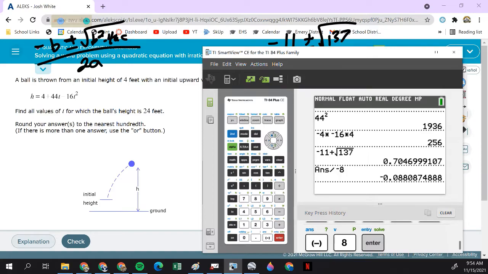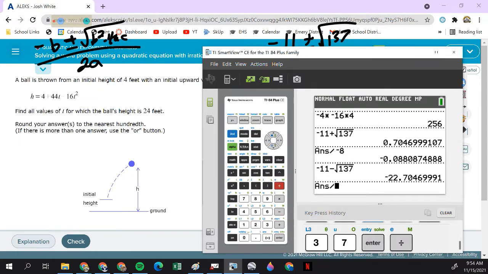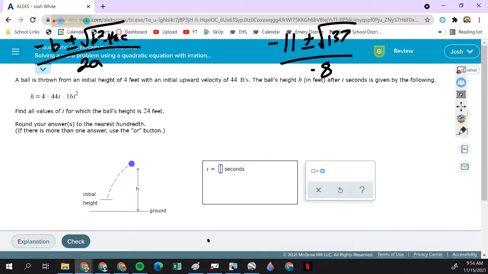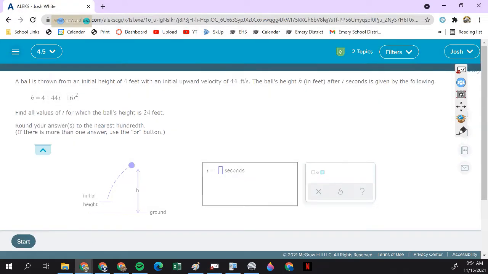So then we try the other one. Negative 11 minus the square root of 137. And we divide that by negative 8. And I get 2.8 seconds from now. Okay? All right, let's do one more. Let's do this one.